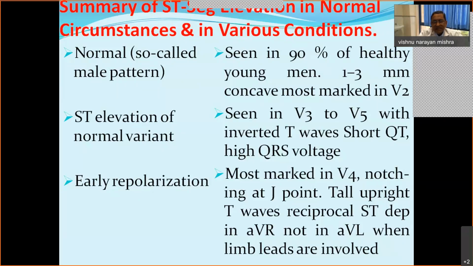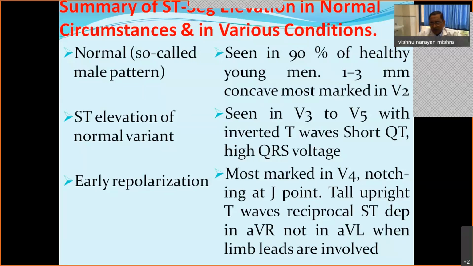Then ST elevation of the normal variant could be there, which is seen in V3 to V5 with inverted T waves, short QT and high QRS voltage. But we are lucky that we are not having a black population with us, because this is mainly a racial observation, and that is why we are not very frequently encountering this kind of situation. Early repolarization, of course, we do encounter.